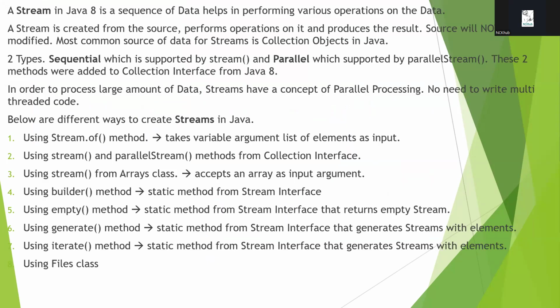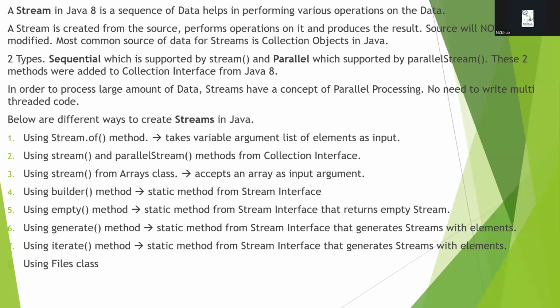First of all, what is a stream? A stream is a sequence of data that helps in performing various operations on the particular data. A stream will be created from a source, and then we will be performing some operations on the stream, and then we will be generating the final output. The operations that we perform on the streams will in turn provide a final result. The key important factor is that the source from which the stream is created will not be modified. The source will still remain the same.